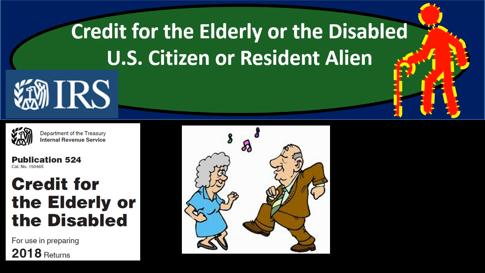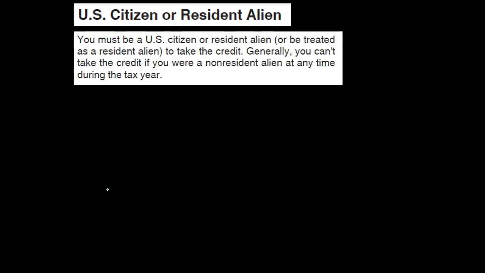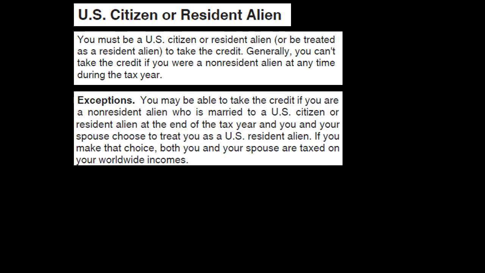In this presentation, we will take a look at the U.S. citizen or resident alien requirement with regard to the credit for elderly or the disabled. We can find this information in Publication 524. U.S. citizen or resident alien. You must be a U.S. citizen or resident alien or be treated as a resident alien to take the credit. Generally, you can't take the credit if you were a non-resident alien at any time during the tax year.